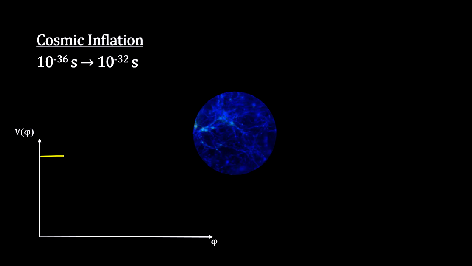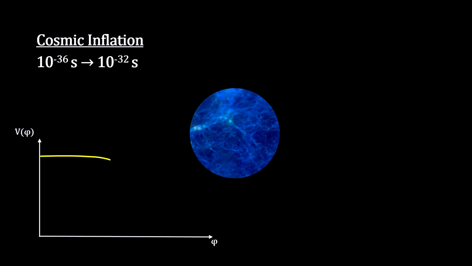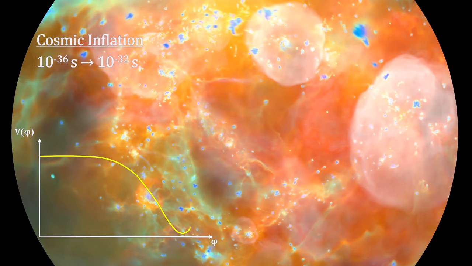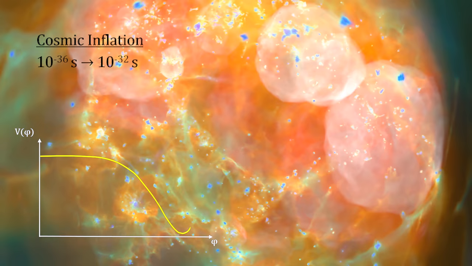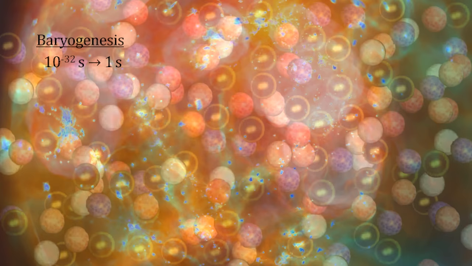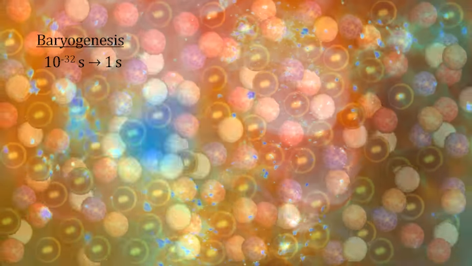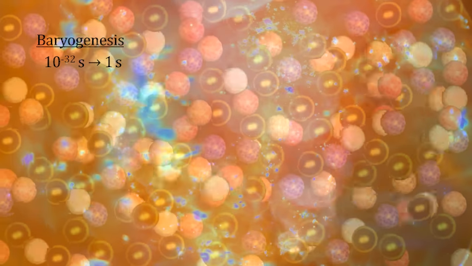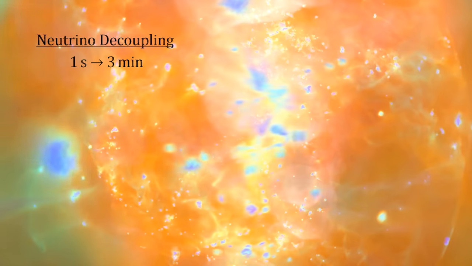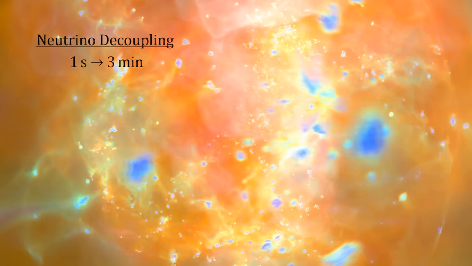Cosmic inflation created a radiation-only universe that cooled into a quark plasma following an exponential expansion. Baryogenesis turned the quark plasma into baryons, eliminating antimatter. Neutrino decoupling freed neutrinos to travel across the universe.